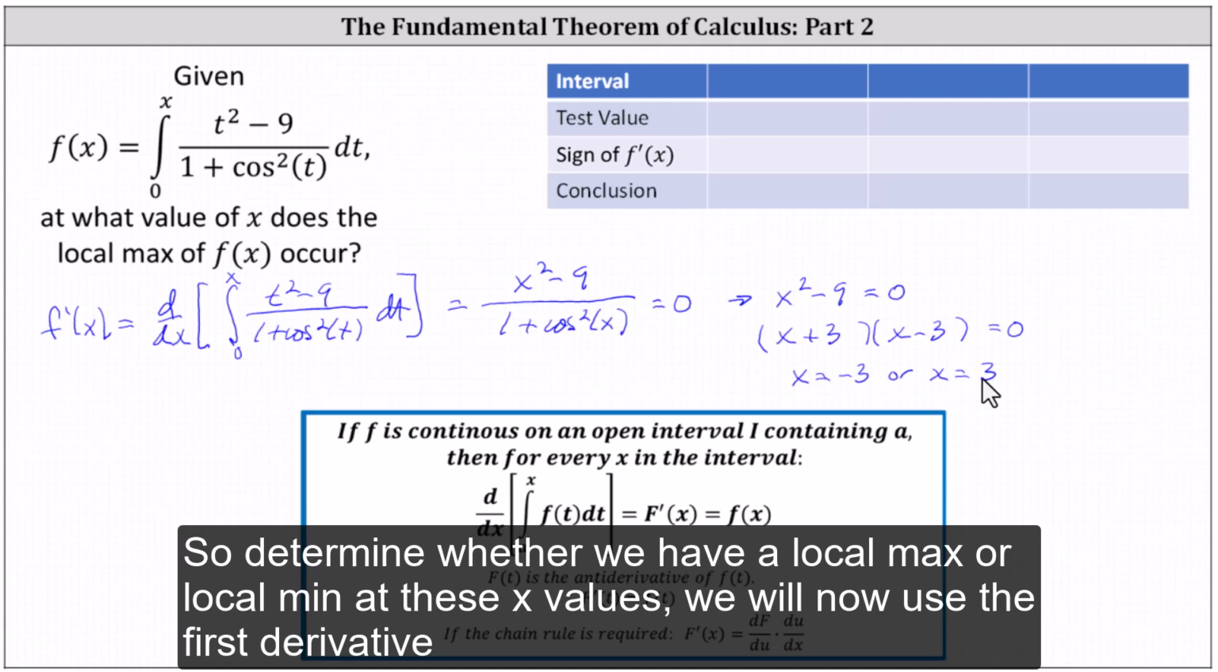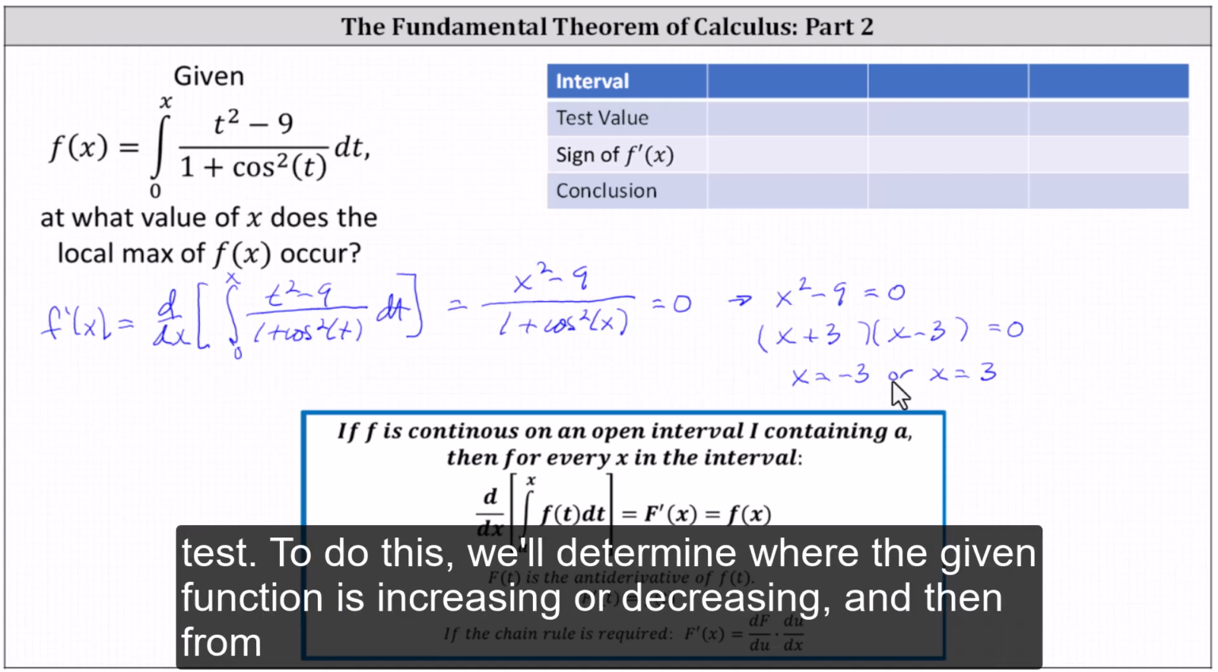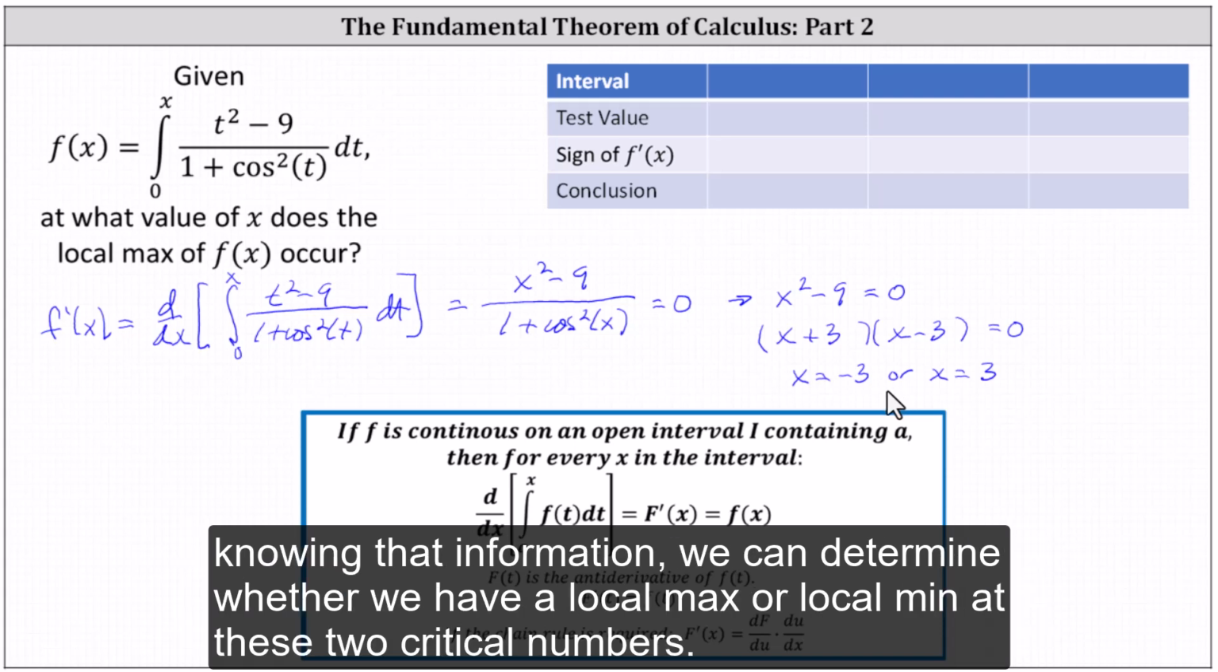To determine whether we have a local max or local min at these x values, we will now use the first derivative test. To do this, we'll determine where the given function is increasing or decreasing, and then from knowing that information, we can determine whether we have a local max or a local min at these two critical numbers.